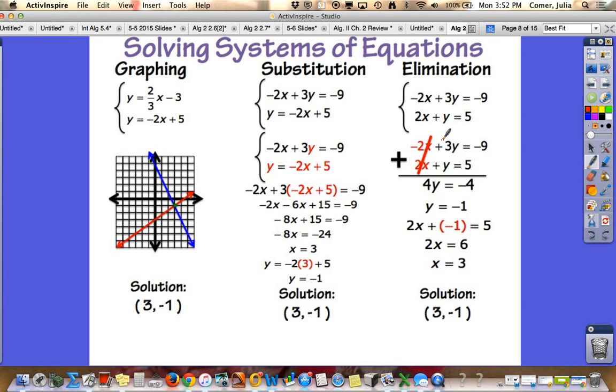And then what we've been working on today, the elimination method, we want one of our variables to drop out. We can multiply it by something if that doesn't happen naturally, and we solve it. Either way we get it, we're talking about the place where the two lines are intersecting.